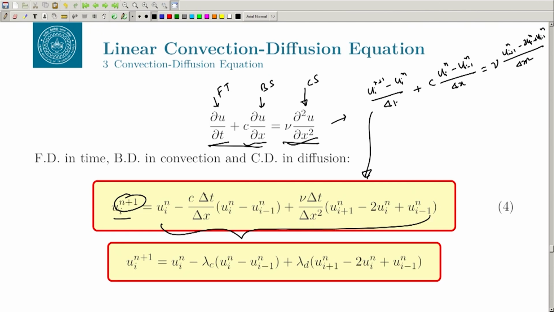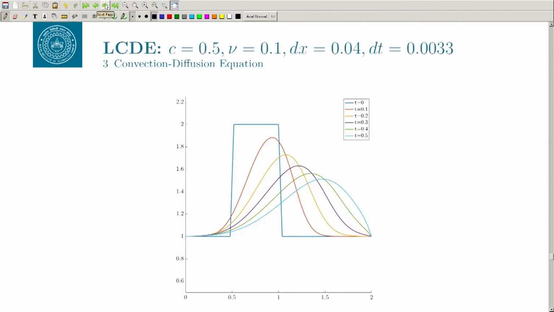And here you can see there are two Courant numbers. One is lambda c and the other is lambda d. Usually the diffusion Courant number is not that restrictive. Typically what you need to worry about is the convective Courant number, because that value is usually lower than your diffusion Courant number. So, let us look at the problem.